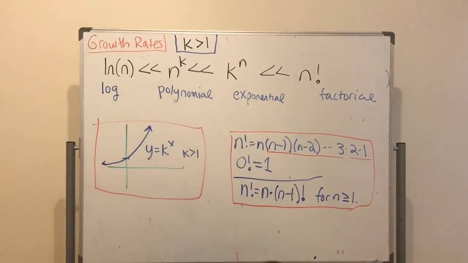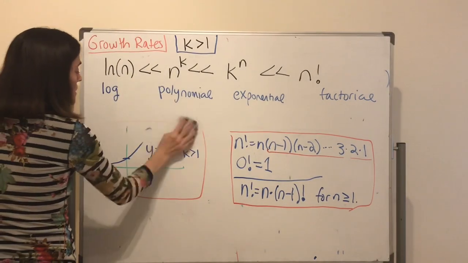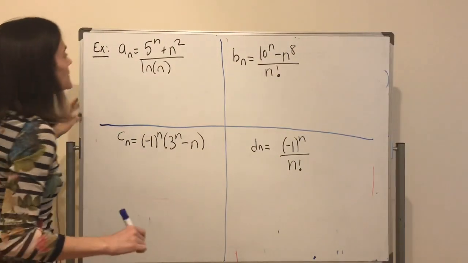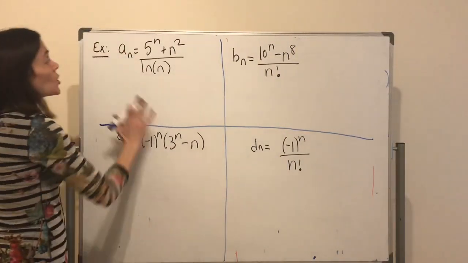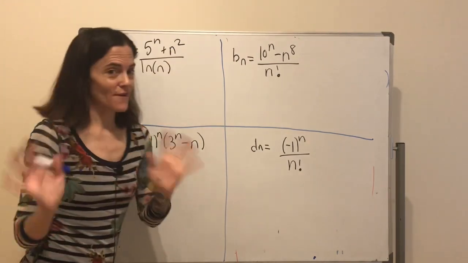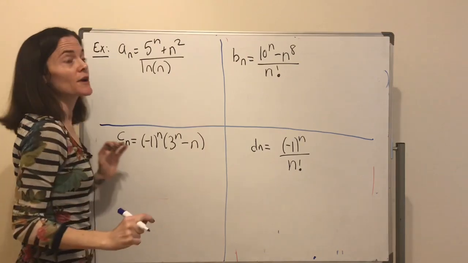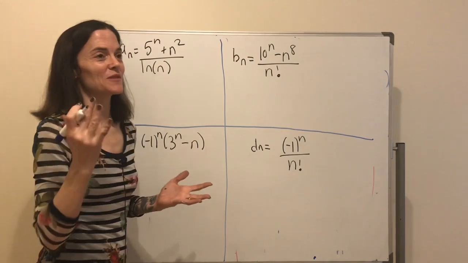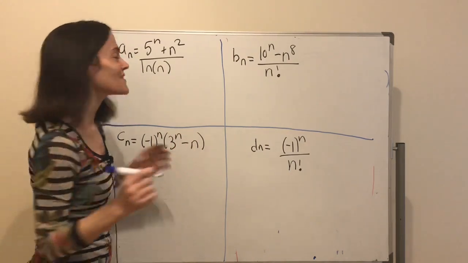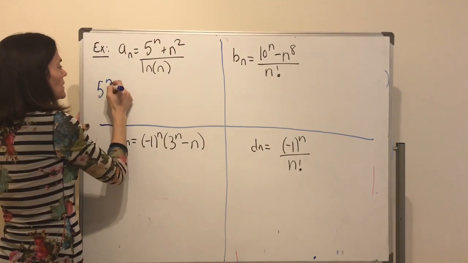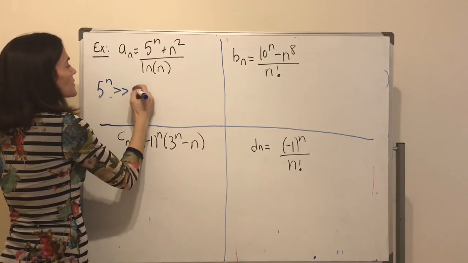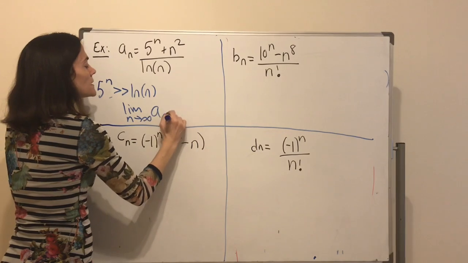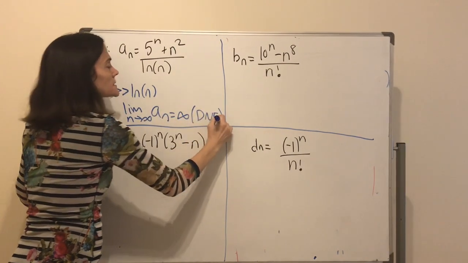Okay, let me erase. We will do a few more examples with sequences. Here are 4 more examples. Now, let's use what we know about growth rates. You look at the numerator, what's growing the fastest? 5 to the n. This is what will dominate the numerator as n gets large. You look at the denominator, well, there's only one term, so the denominator will look like the natural log as n gets large. And then 5 to the n is significantly bigger than the natural log of n, this means the limit as n goes to infinity of a_n is infinity or does not exist, like this.